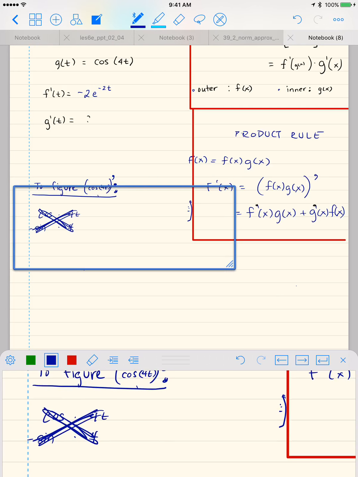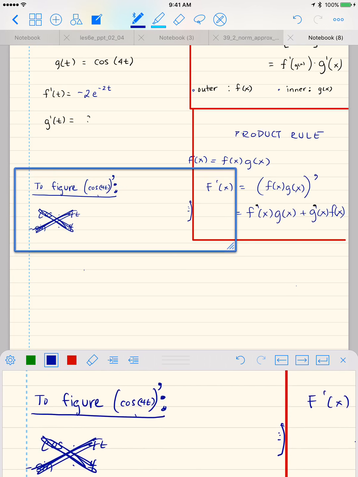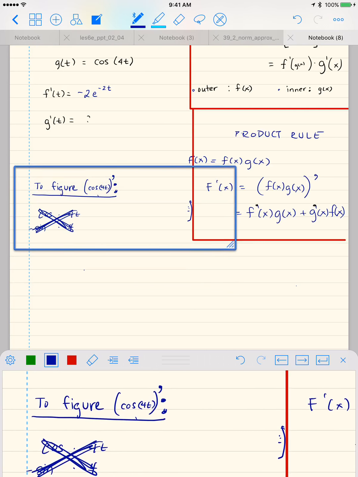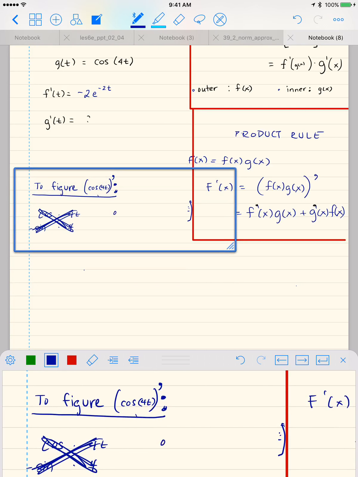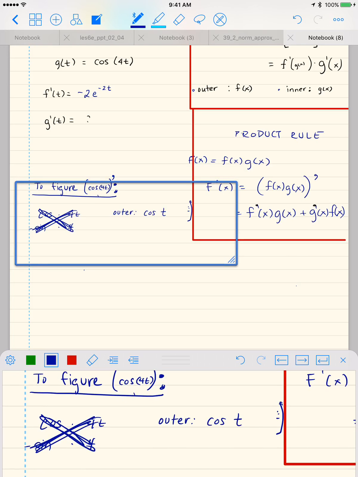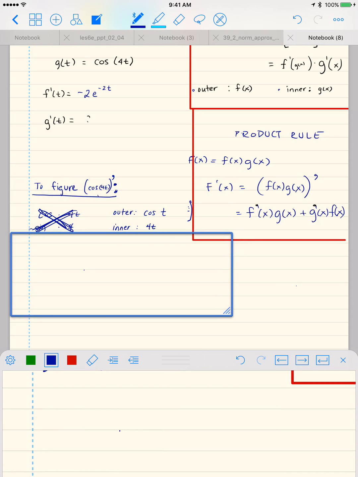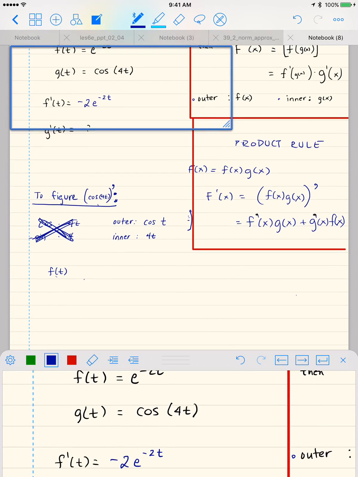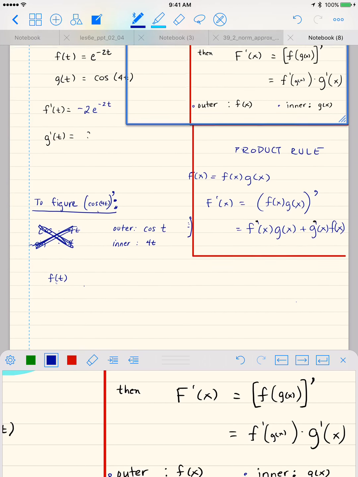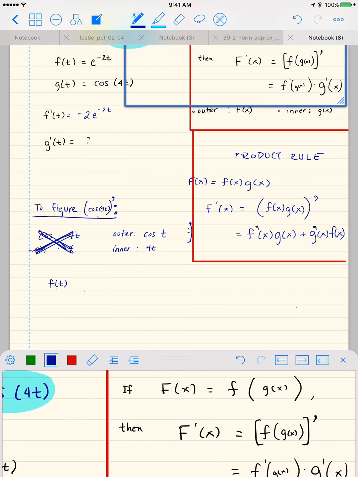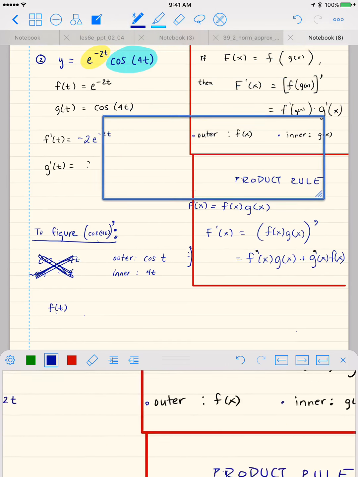In order to figure out the derivative of cosine of 4t, we need to use the chain rule. Okay, so what is our outer? Our outer function is going to be cosine of t, and our inner function is going to be 4t. Okay, so let's see here. So we've got f of t. Remember, I'm using this f right here. It's not the same as the f up here, but I'm just doing it so that I can follow the chain rule here.